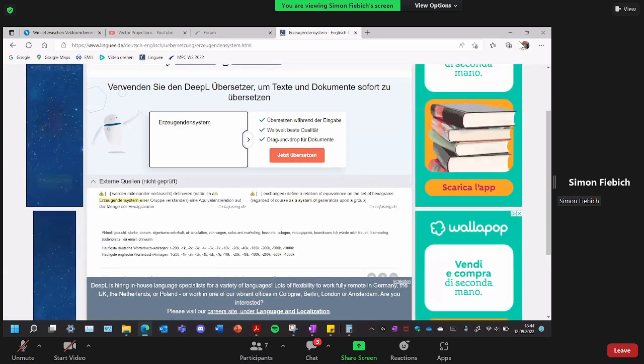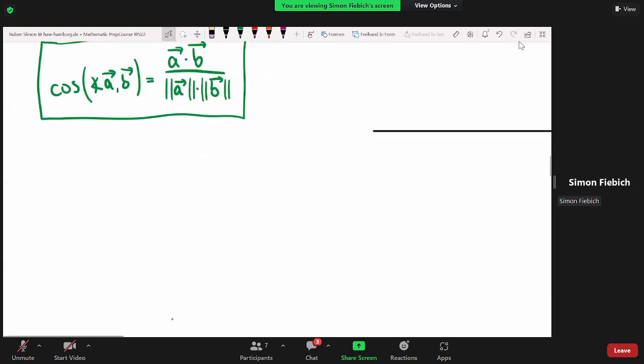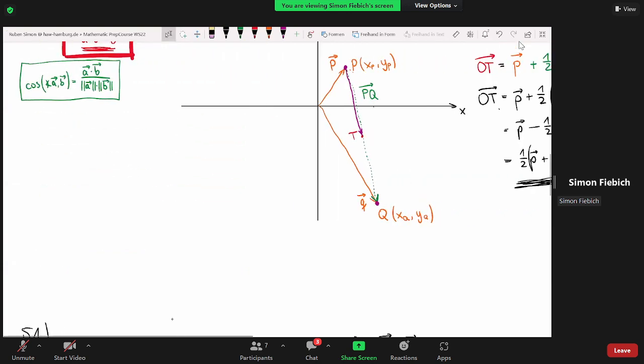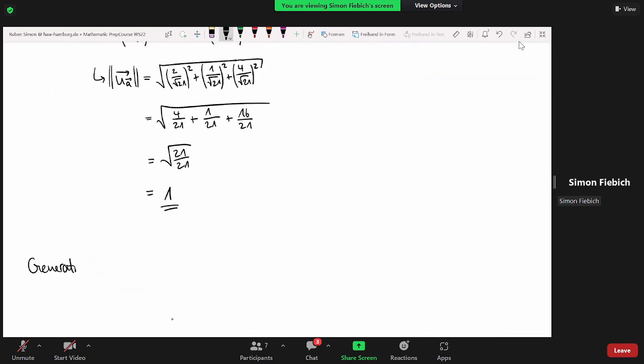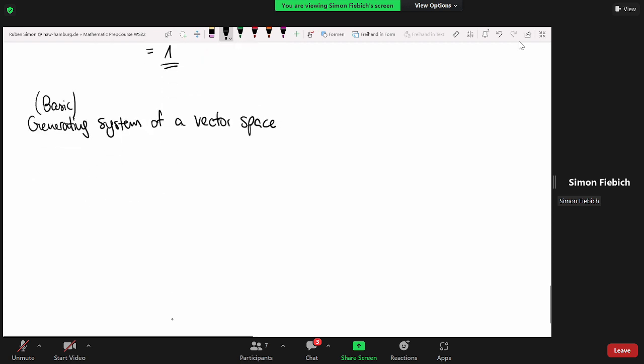Yeah, it's a generating system. So you could call them a generating system, or the basic generating system of a vector space. So for instance, the vectors (1, 0, 0), (0, 1, 0), and (0, 0, 1) will make up a so-called generating system of a vector space, since a linear combination of these three vectors.